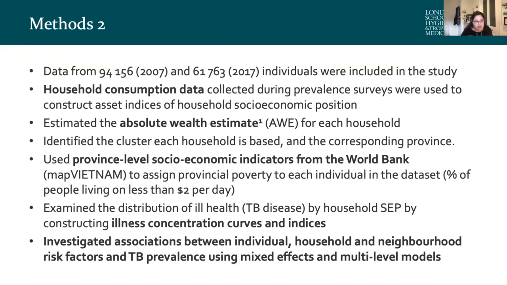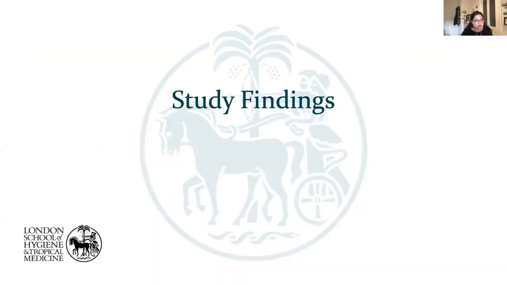We had some household consumption data that we collected, and we used that to estimate absolute wealth estimates, as well as to construct asset indices for a relative socioeconomic position of the household. We then used provincial level socioeconomic indicators from the World Bank, and in order to examine the distribution of ill health by household SEP, we constructed illness concentration curves and indices, and we investigated associations between individual, household, and neighborhood risk factors using mixed effects and multi-level models.